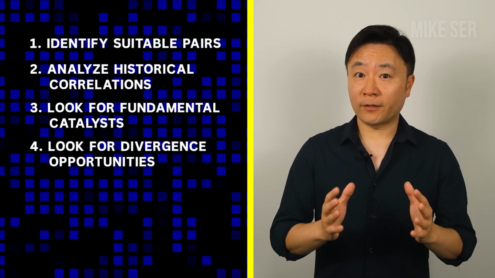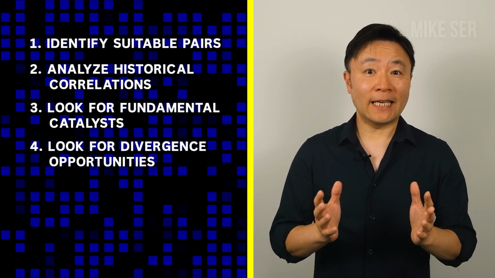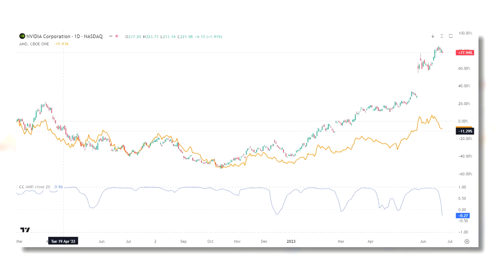Lastly, look for divergence opportunities. Identify periods where the pair has historically exhibited price divergences. Now, these divergences could be temporary and present opportunities for pair trading. So, analyze charts, the technical indicators, and statistical measures to identify potential entry and exit points.